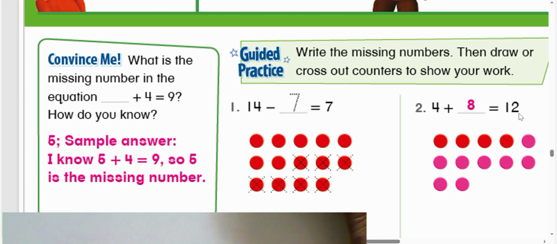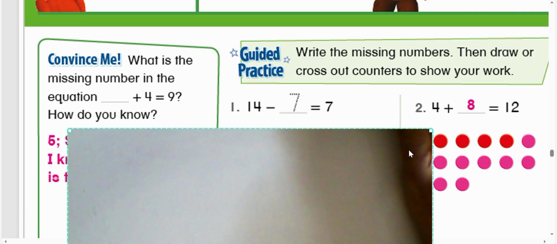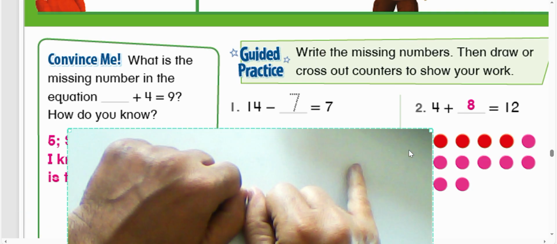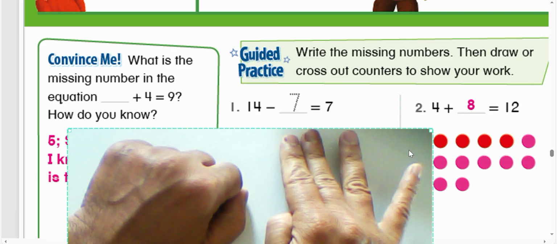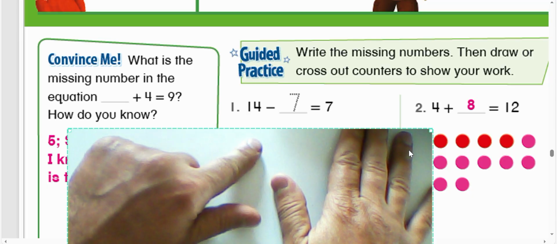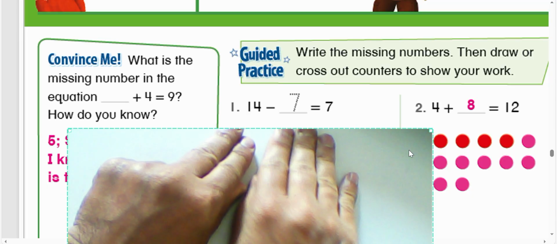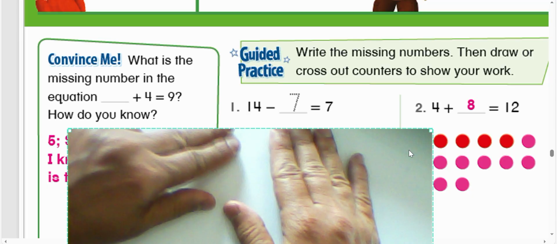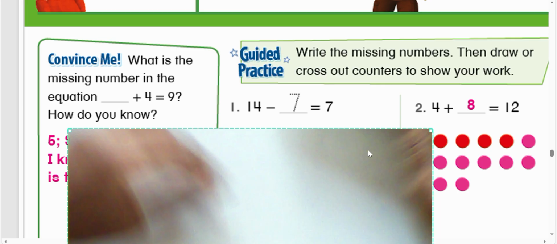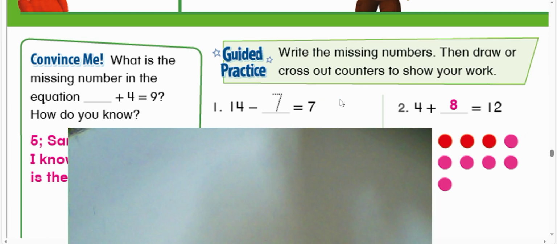4 plus what equals 12? Count on your hand, count from 4 to 12: after 4, 5, 6, 7, 8, 9, 10, 11, 12. Then you have 8 fingers. 8 fingers, the number will be 8. 4 plus 8 equals 12. Next question.